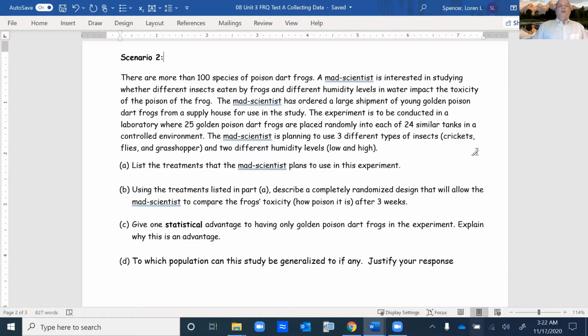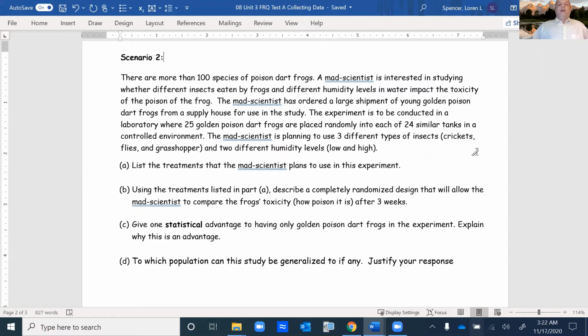Well, in this case, we have 3 types of insects and 2 types of humidity levels. So 3 times 2 is 6. So I have 6 different treatment groups. My treatment groups in this case are crickets with a low humidity, crickets with a high humidity, flies with a low humidity, flies with a high humidity, then grasshoppers with a low humidity and grasshoppers with a high humidity.